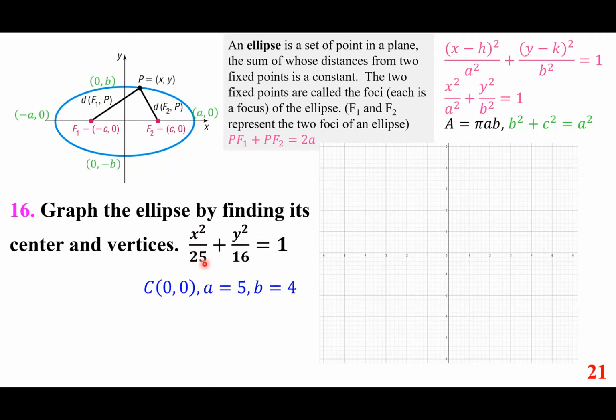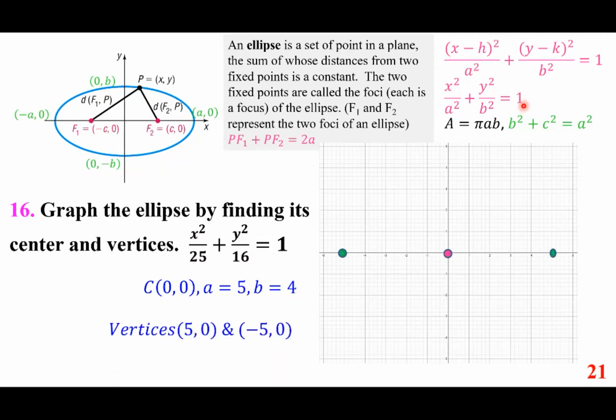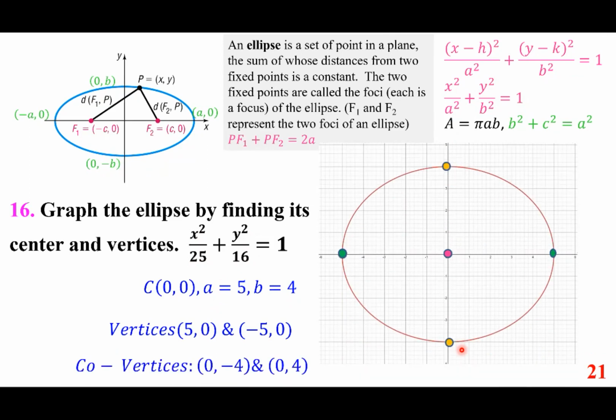So with that being the case, it is centered at 0, 0. A equals square root of 25, which is 5. B is square root of 16, which is 4, according to this formula. So we have the center, and then we go A units to the right, A units to the left. Those are the vertices. Then we go from the center B units up and down. They are called co-vertices. And we put them together, and that's an elliptical shape.